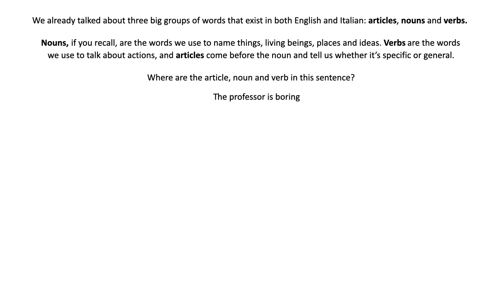A sentence that happens to refer to this particular video. The professor is boring. So where's the article in this sentence? Right here. That is our article. In fact, it's a definite article, right? And then where is the noun? Right here. Professor is our noun, right? So the professor, the combination of article and noun, tells us that we're talking about a specific professor, right?